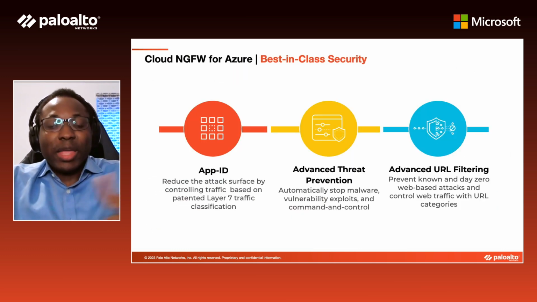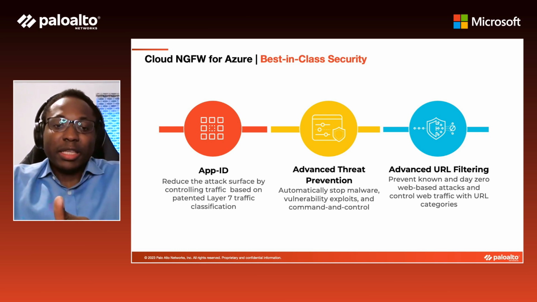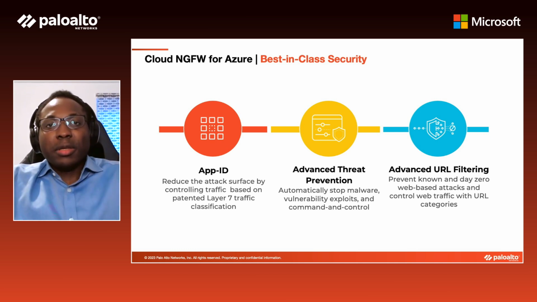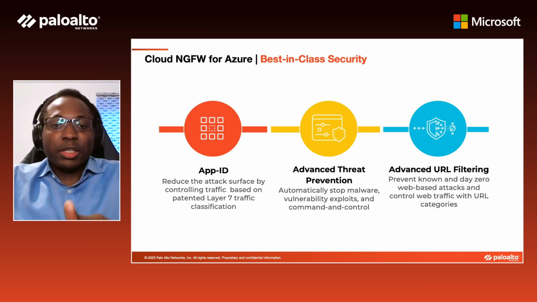Some of the capabilities that we have to offer to help you to address some of the network security gaps using the Cloud Next Generation Firewall are capabilities including the App ID, which can help you to reduce the attack surface by controlling traffic based on our patented Layer 7 traffic classification. We have the Advanced Threat Protection capabilities, which uses a combination of our WildFire solution and other advanced solutions to detect and stop exploiting the attack. We have advanced URL filtering based on our unique machine learning technologies and capabilities that we have tried and tested for many enterprises for many years.